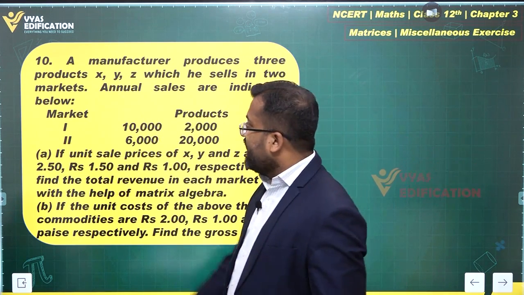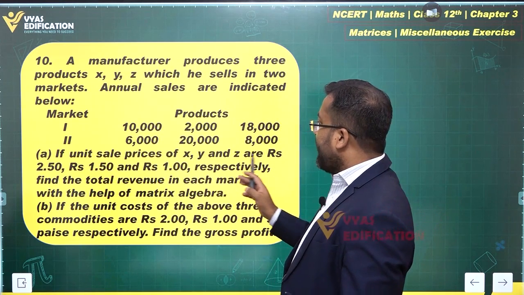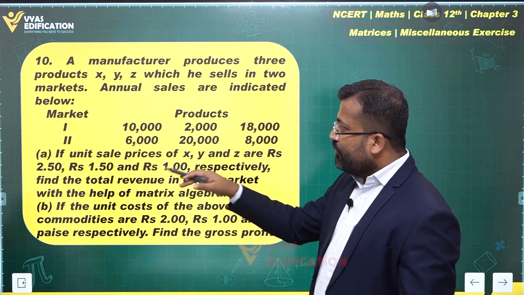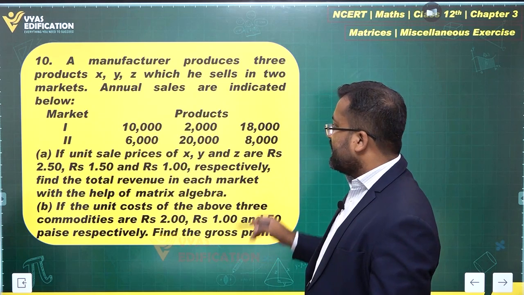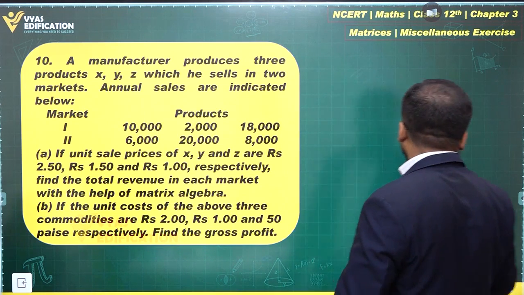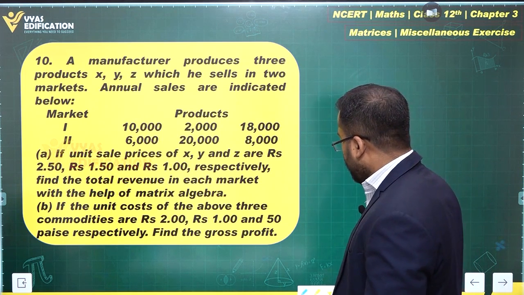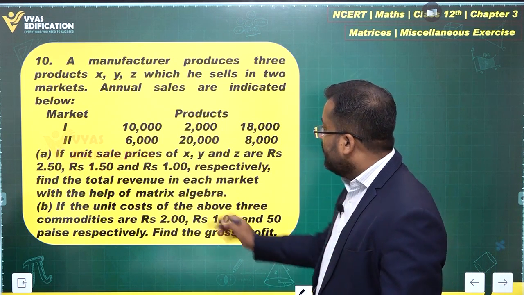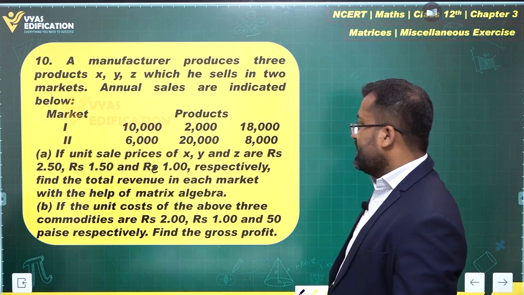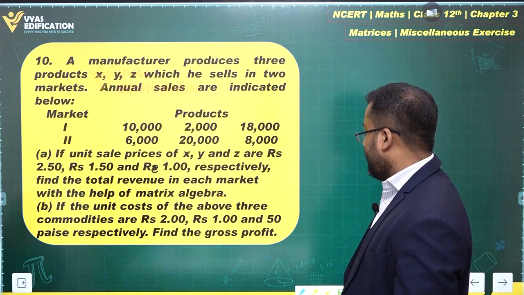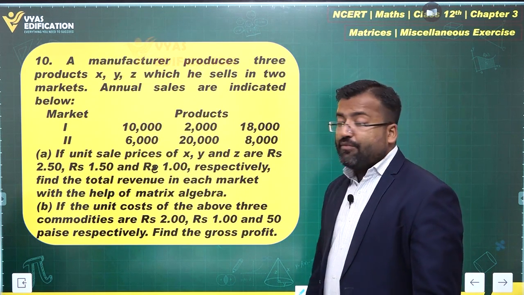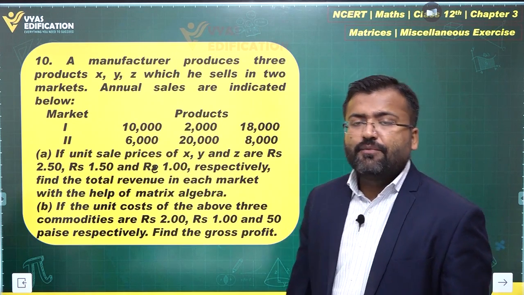Then we have part A, which says if unit sale prices of X, Y and Z are rupees 2.50, rupees 1.50 and rupee 1 respectively, find the total revenue in each market with the help of matrix algebra. How do we find that, right?